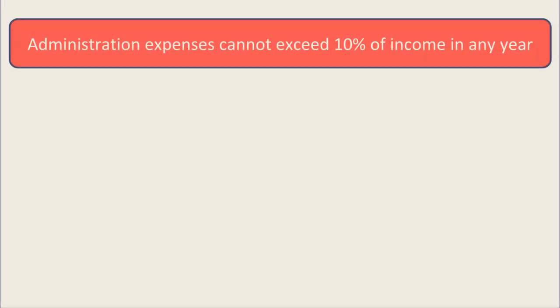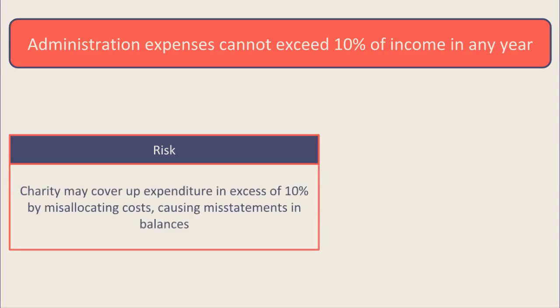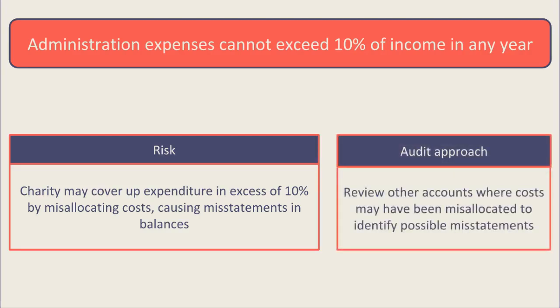Administration expenses cannot exceed 10% of income in any year. There is a risk that the charity may cover up expenditure in excess of 10% by misallocating costs, causing misstatements in balances. The auditors must review other accounts where costs may have been misallocated to identify possible misstatements.